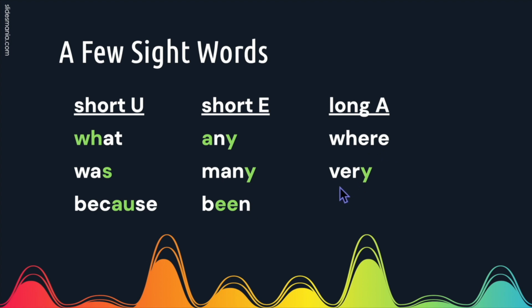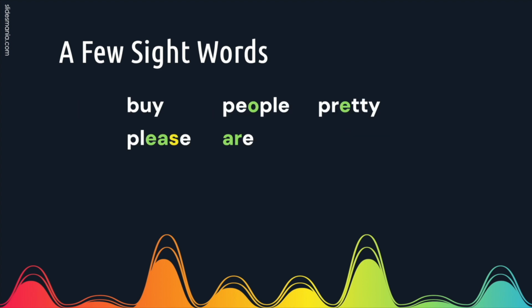These two have long A sounds, and this Y will have a long E, so we have where and very. Let's go through these again. What, was, because, any, many, been, where, and very. Here are a few more. By. In this word, the O is going to completely disappear. People. This E will have a short I sound. Pretty. EA will have its usual long E sound, and the S will say Z, so this is please.